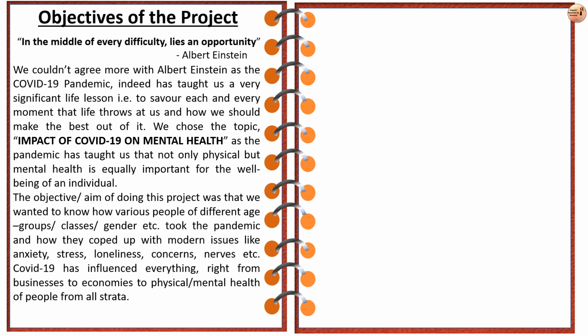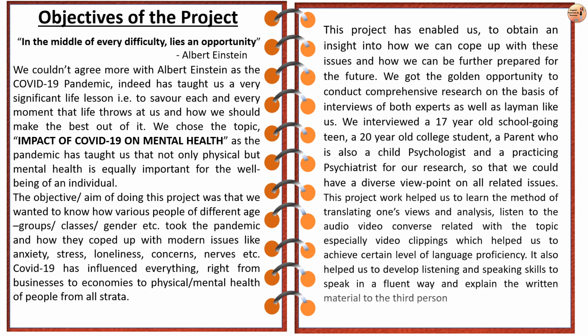The objective of doing this project was that we wanted to know how various people of different age groups, classes, gender, etc. took the pandemic and how they coped with modern issues like anxiety, stress, loneliness, concerns, nerves, etc. COVID-19 has influenced everything right from businesses to economics to physical and mental health of people from all strata. This project has enabled us to obtain an insight into how we can cope with these issues and how we can be further prepared for the future.